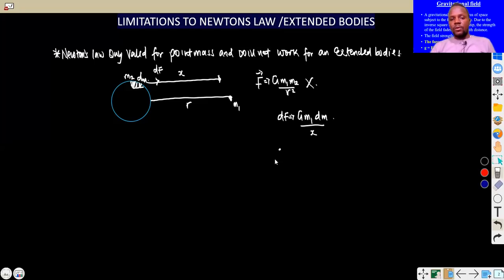So we say therefore, to get this, the force that acts on the whole body, which we call F, will now be the integration of the elemental force that we have taken, which has x squared, you know from the formula, the inverse square law. It will now be the integration of this particular force, which we call the F vector. We are now going to take the limit from one point to another.